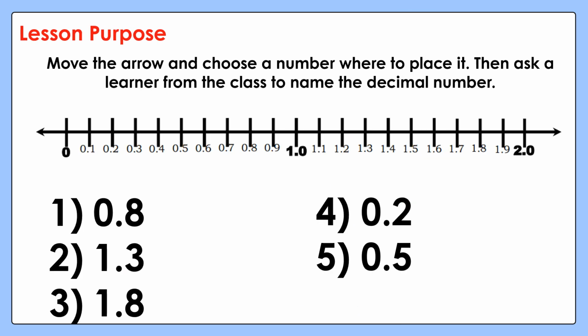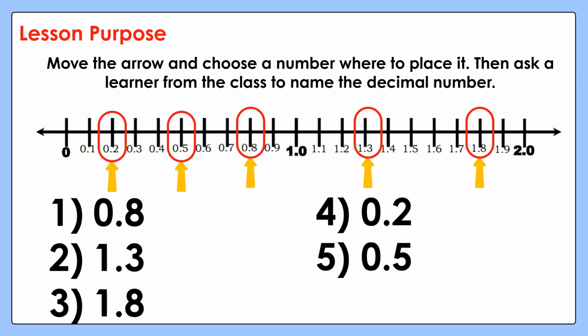Lesson purpose. Move the arrow and choose a number where to place it. Then ask a learner from the class to name the decimal number. Let's start with number 1, 0.8. Number 2, 1.3. Number 3, 1.8. Number 4, 0.2. And number 5, 0.5.